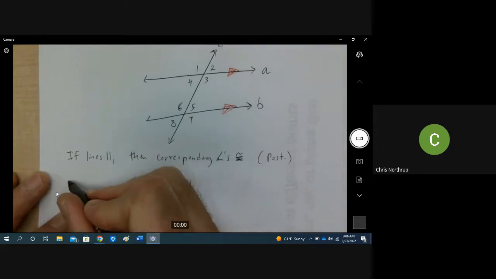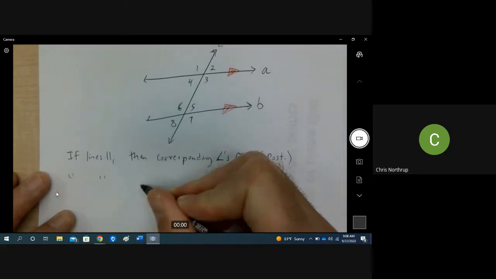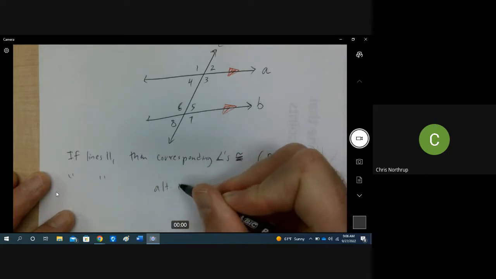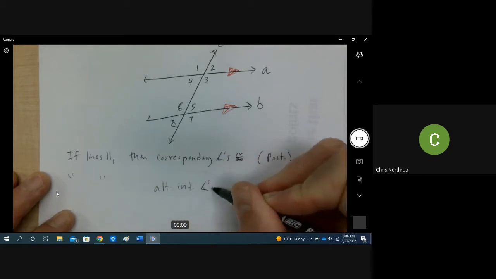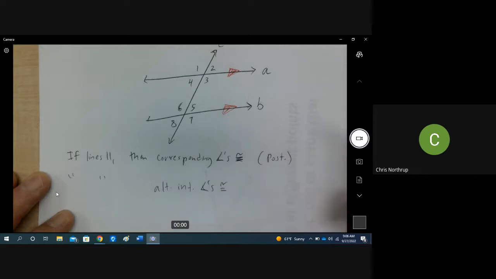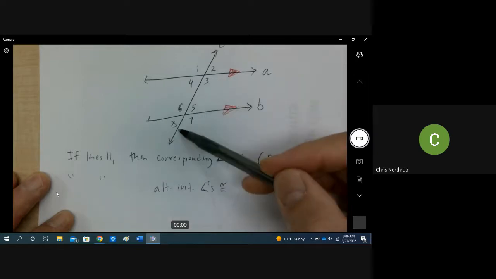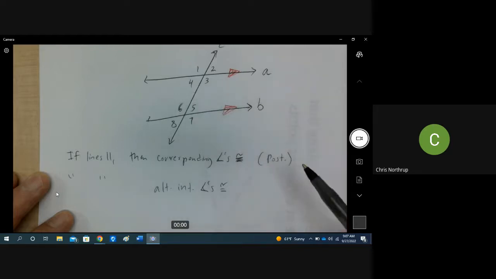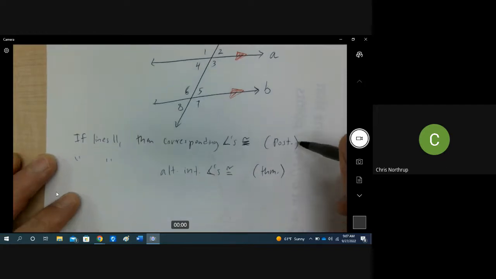So I'm just going to put some quotes here. So if lines are parallel, then also alternate interior angles are congruent. So not only are your corresponding pairs congruent, but also like 3 and 6 and 4 and 5. Those angles are congruent. This is a theorem that we can prove using this postulate.